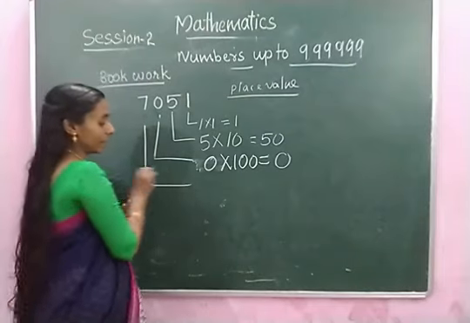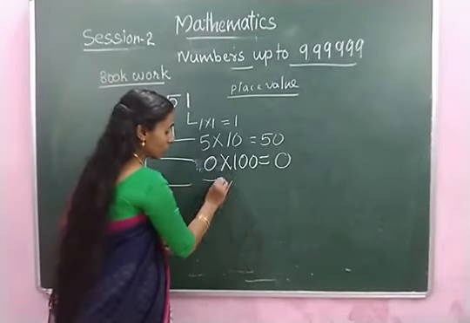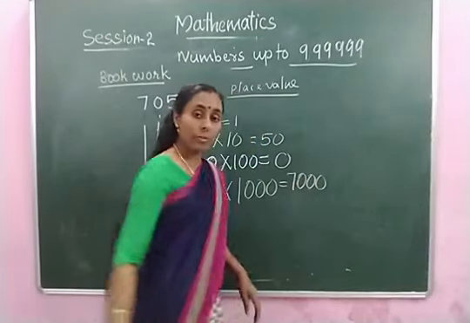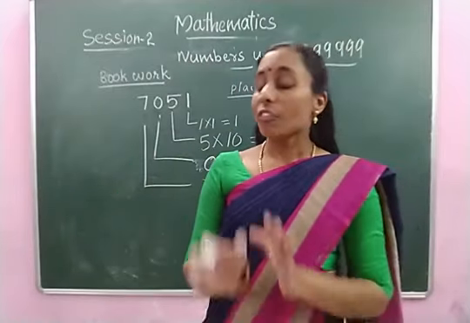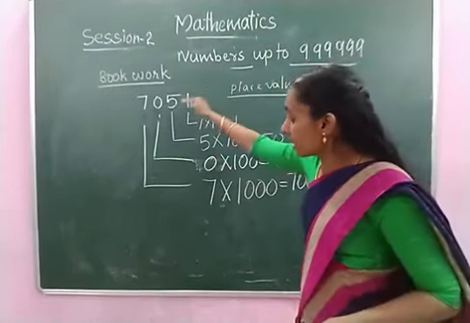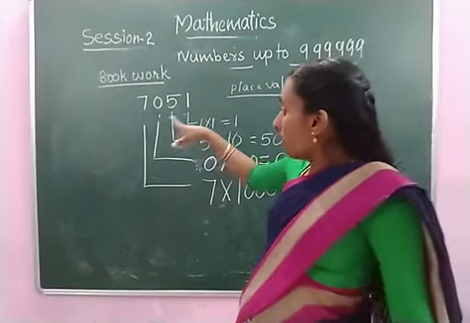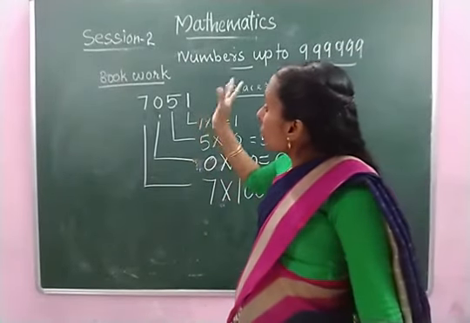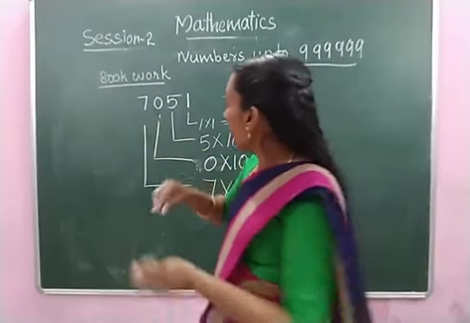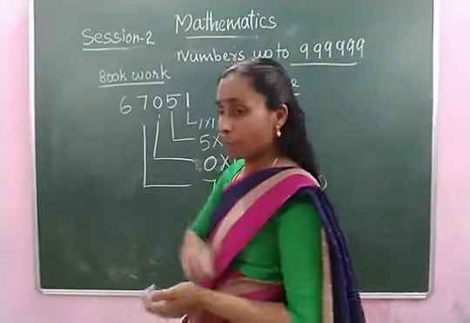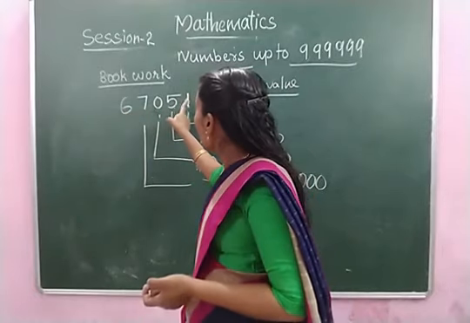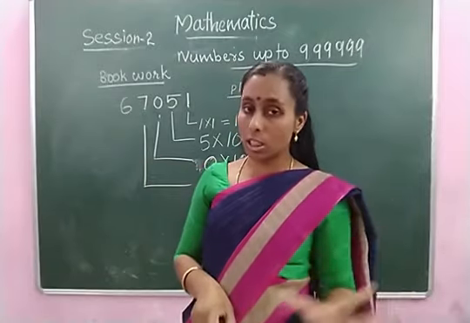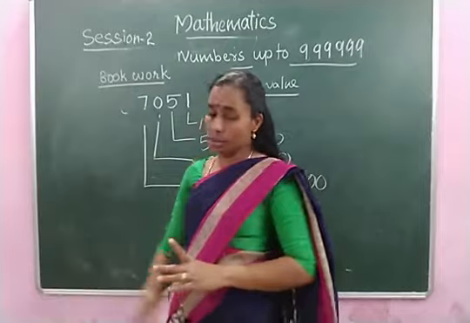Then place value of 7. 7 is in thousands place. So 7 multiplied by 1000 is equal to 7000. Okay. To get the place value, we always multiply the digit with the place. Suppose one more number is there in 10,000s place, 6. What is the place value of 6? 6 multiplied by 10,000 is 60,000. That will be the place value of 6.